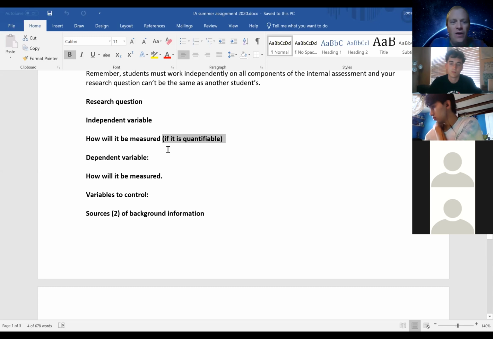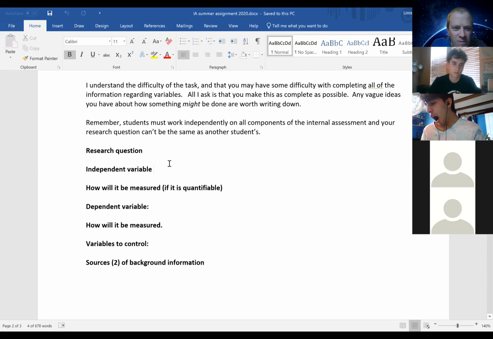Sometimes, like in the experiment above, the guy's independent variable was boiling versus steaming. That's not a quantifiable independent variable. That's another problem with it. But how are you going to measure that? The dependent variable, if you can't measure a dependent variable, you don't have an experiment. So that has to be measured.